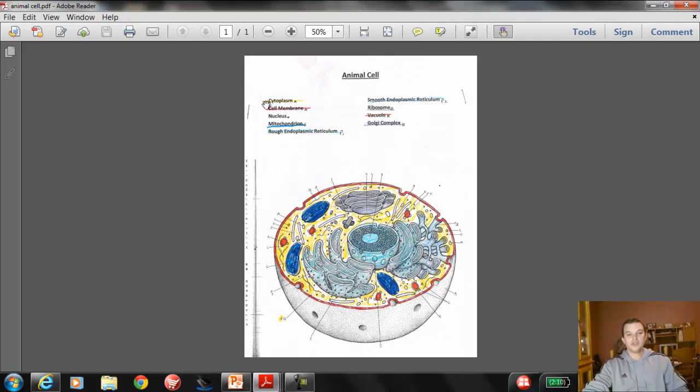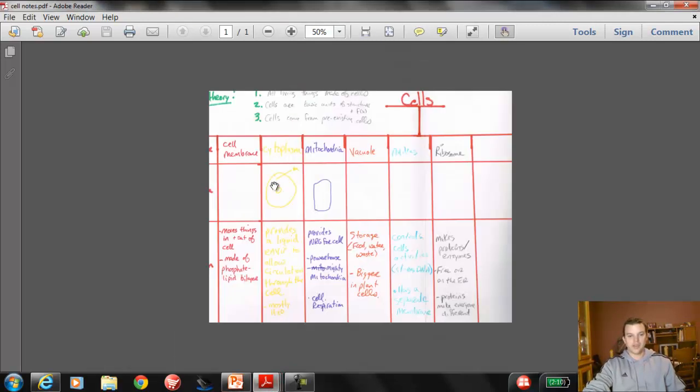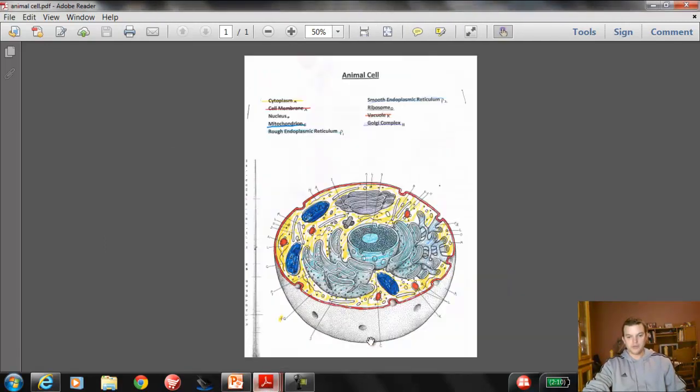And what you'll notice is on my notes, the color of what I color on my pictures is exactly the same as the color that I actually took the notes in. So I did all my cytoplasm notes in yellow, so that when you see yellow on the picture, oh, that's right, yellow is what the cytoplasm stuff with. Oh, okay, yellow goes with cytoplasm every time.